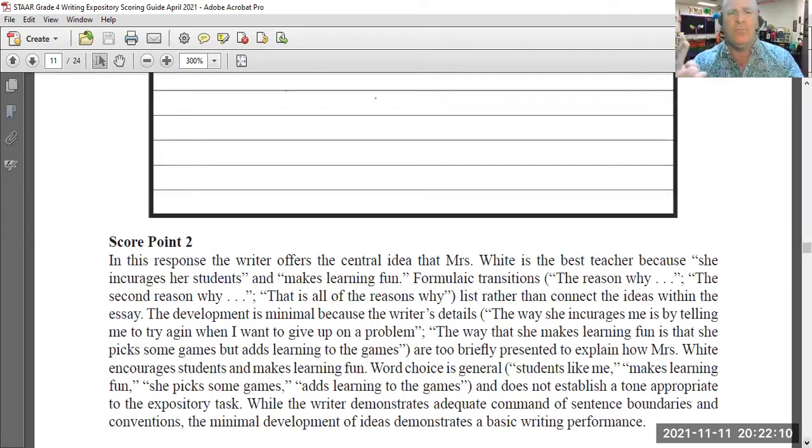If you're still showing kids how to go from 2 land to 3 land for this next month or 2, and how to go from 3 land to 4 land over the next 2 months after that, let's make sure, because these are teachers that I'm talking to here. In this response, the writer offers the central idea that Mrs. White is the best teacher because she encourages her students and makes learning fun. Formulaic transitions. So they said it right there.